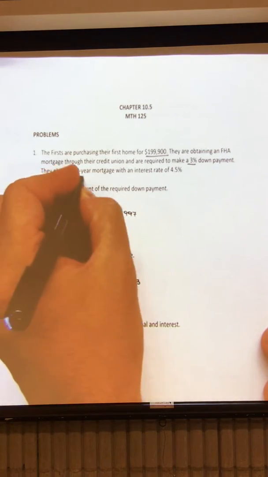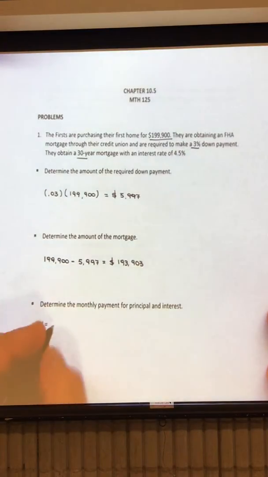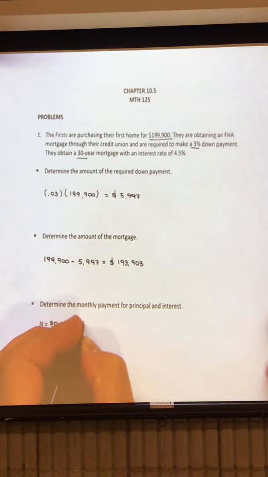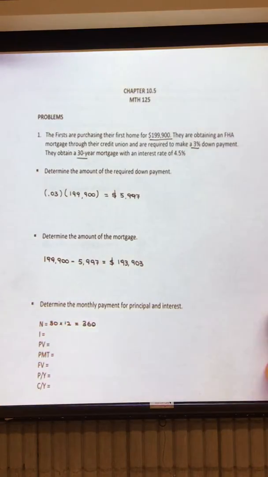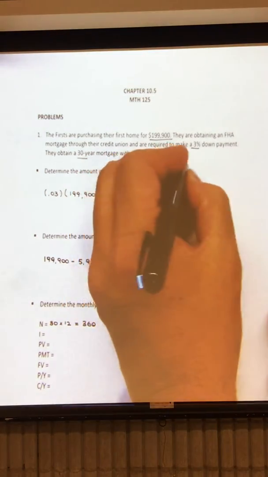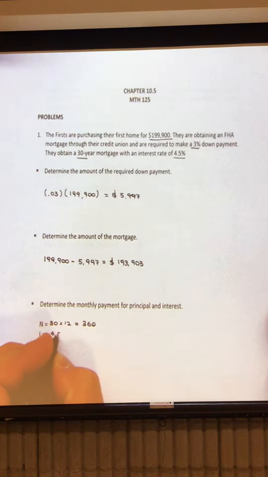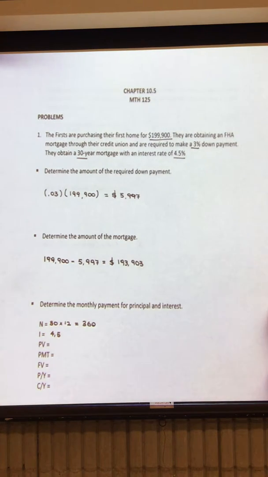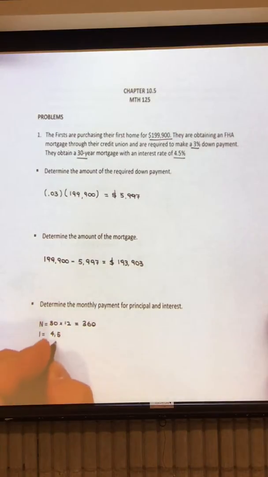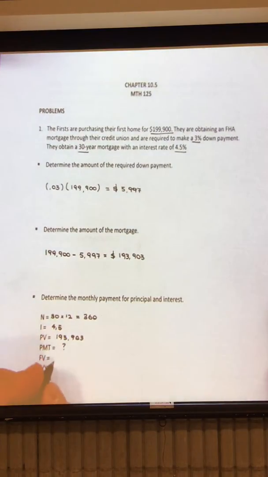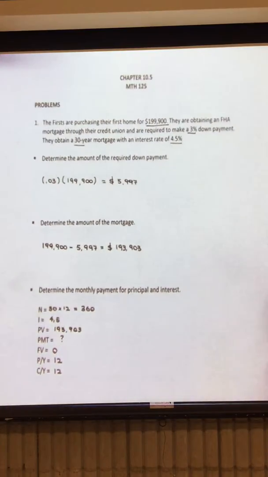We have a 30-year mortgage. So in this case, we're going to have 30 times 12, 360 months. The interest rate is 4.5%. The present value is the amount of the mortgage, $193,903. The payment is the unknown. We don't have any future value. 12 payments per year, and then C/Y will be also 12.